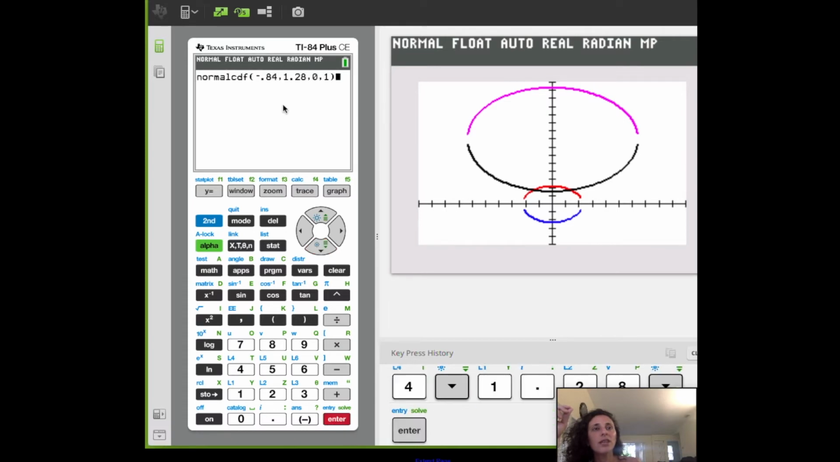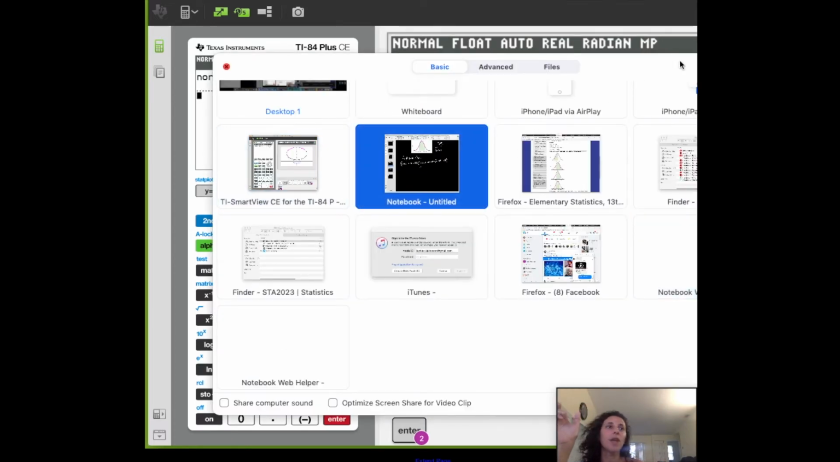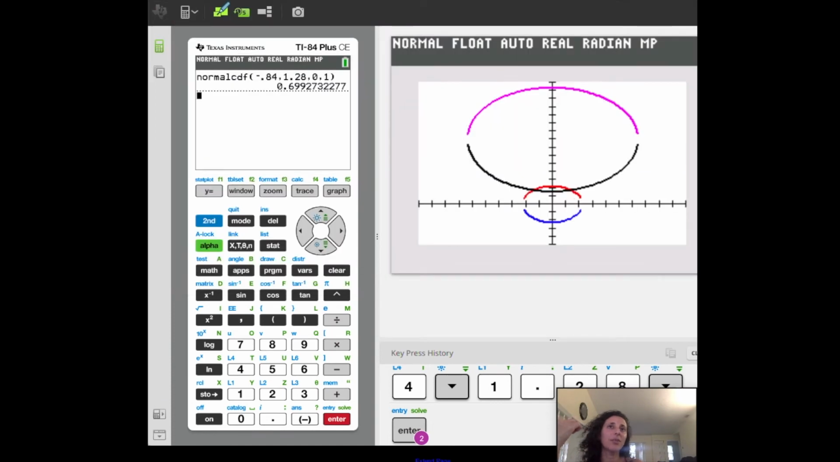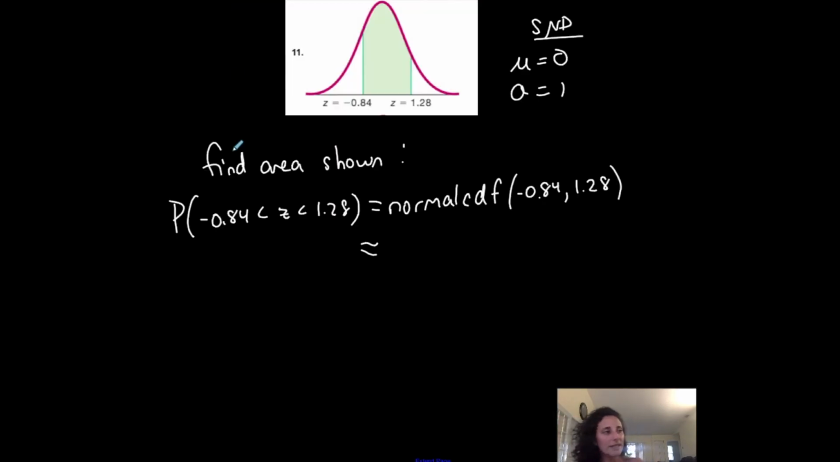Enter. You'll see that those of you that have a TI-83, you'll have normal CDF, parentheses, this. You might not have this part, which is okay, but we'll use that later anyway. Enter is 0.699. So it did it for me. That is the area under the curve in between those z-scores. Therefore, that is the probability that I randomly select a z-score in between those values. Again, finding area is the same thing as finding probability. So approximately 0.699, or if you're doing probability, 69.9%.